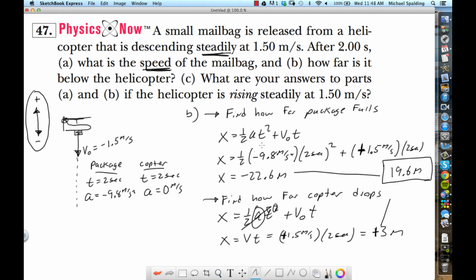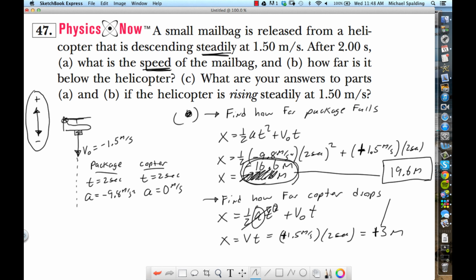So this comes out to be negative. So instead of this being 22.6, now we're on to part C here. All you do for part C, for figuring out how far the package and the helicopter are, is you change the initial velocity to plus, which would make the helicopter and the package moving upward. Okay? So then instead of this being 22.6, it's negative 16.6. So, got to follow me here. What is the negative 16.6 telling us about the package?